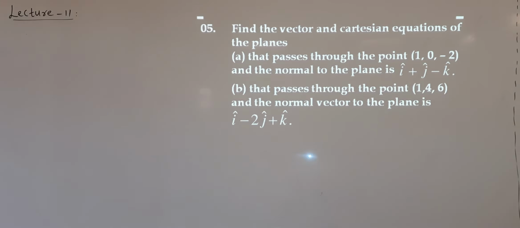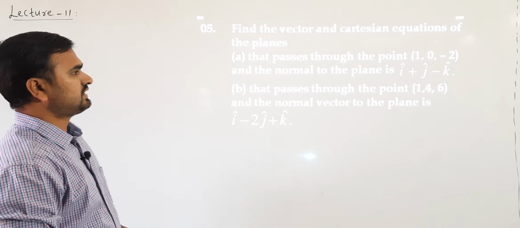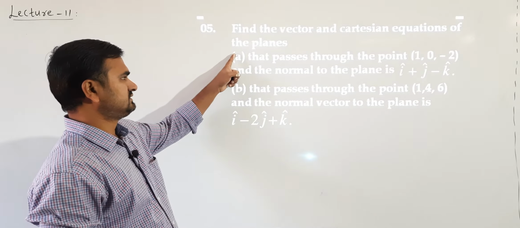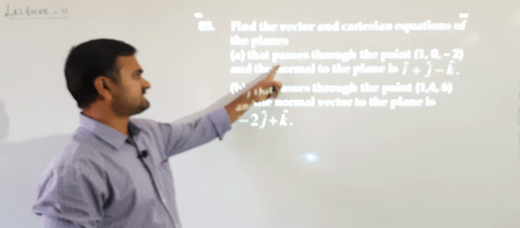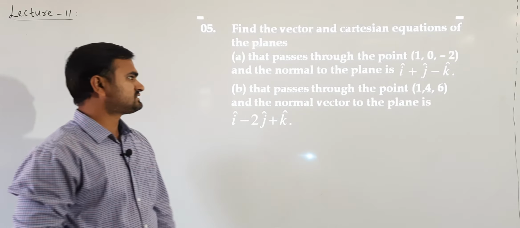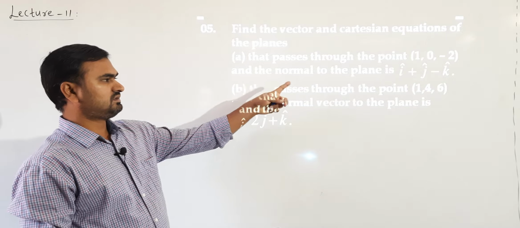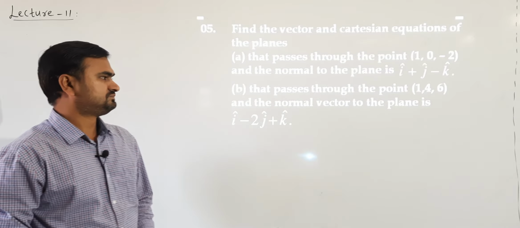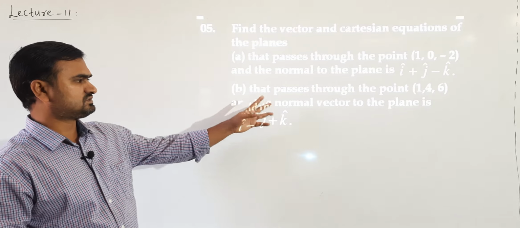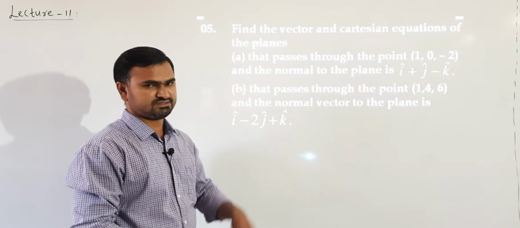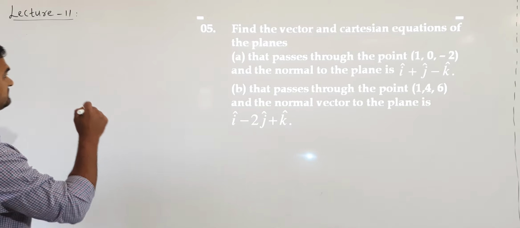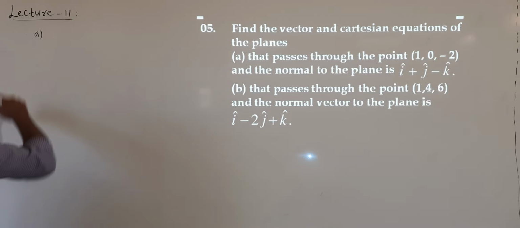Let's see the next question. Find the vector and Cartesian equation of planes in these two cases that pass through the point (1, 0, minus 2) and normal to the plane i plus j minus k. The second one is also similar, passing through a point with the normal vector to the plane given. So I will solve one, and similarly you can solve the other one.